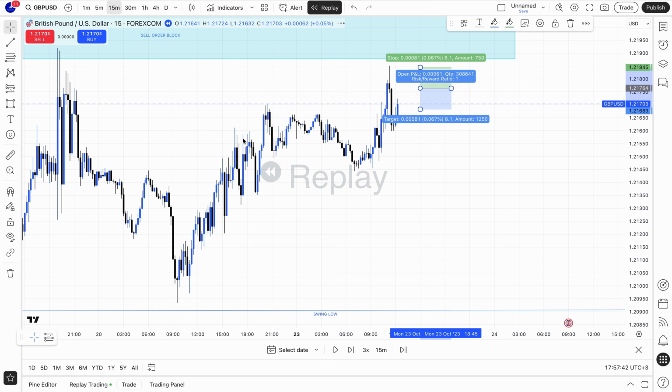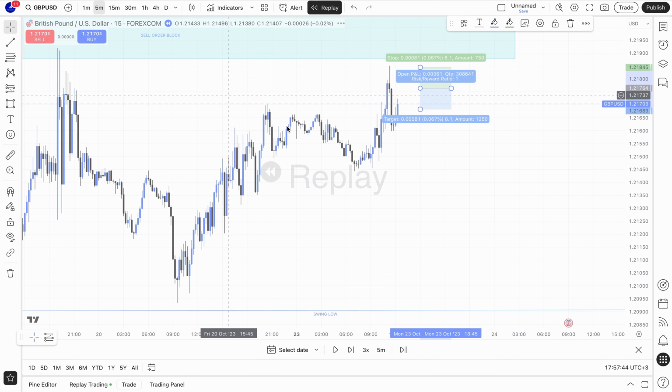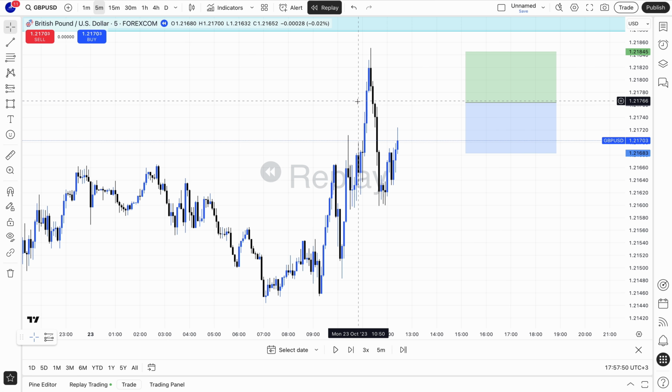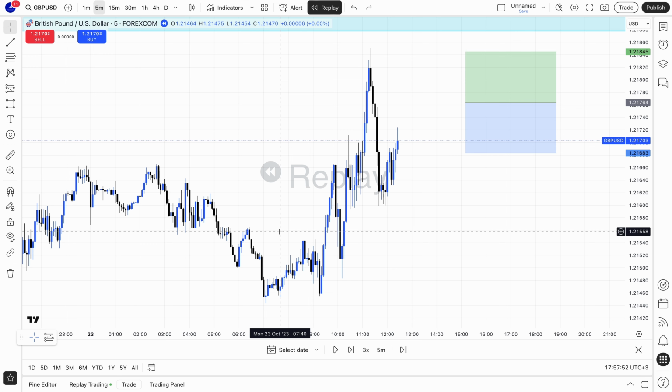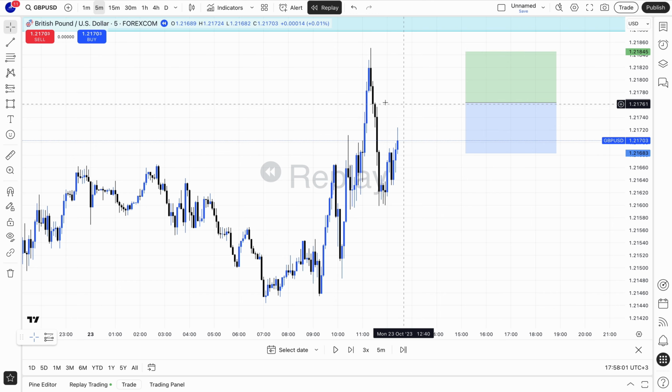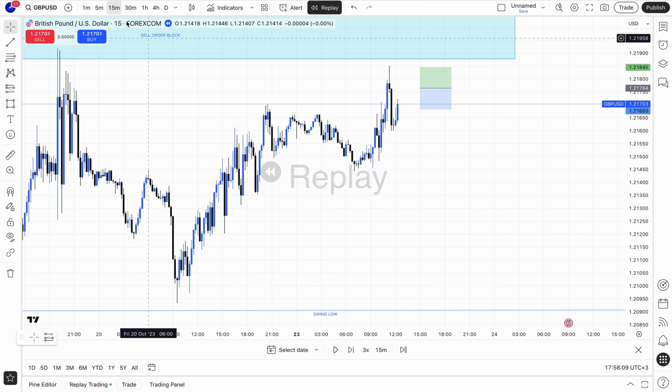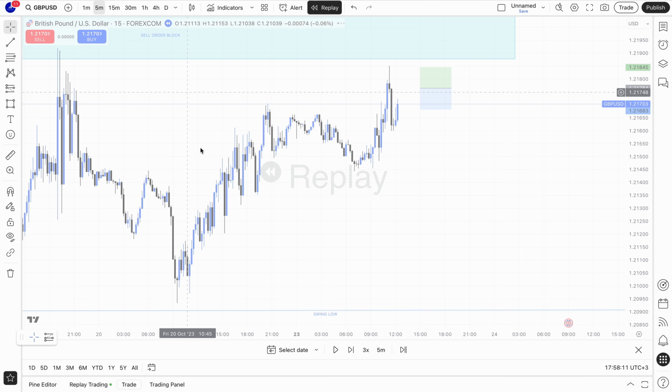And you can see that inverted fair value gap, right? This inverted fair value gap. Although 1 minute is not available, I can still use 5 minutes. But 1 minute is more accurate for the entries and the final confirmation. You can see we have this fair value gap this side and this fair value gap. That means this is an inverted fair value gap. And then 15, nothing there. 5 minutes, better.